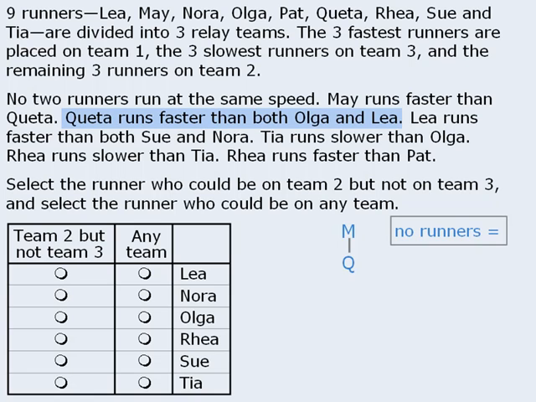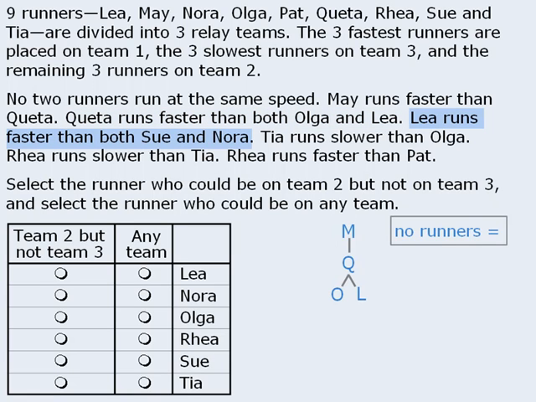Okay, next we're told that Queta runs faster than both Olga and Leah, which we can summarize like this. Now please note that this construction only shows us that since Queta is positioned above Olga and Leah, then Queta runs faster than Olga and Leah. However, we cannot make any conclusions about the relative running speeds of Olga and Leah. For example, it could be the case that Olga runs faster than Leah. Or it could be the case that Leah runs faster than Olga. So we cannot make any conclusions about which of these two runners is faster. We can only conclude that Queta runs faster than both Olga and Leah.